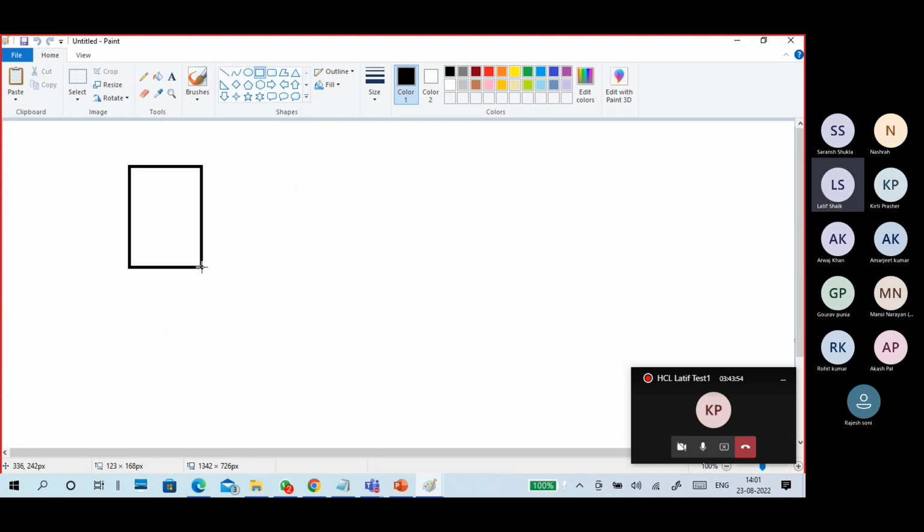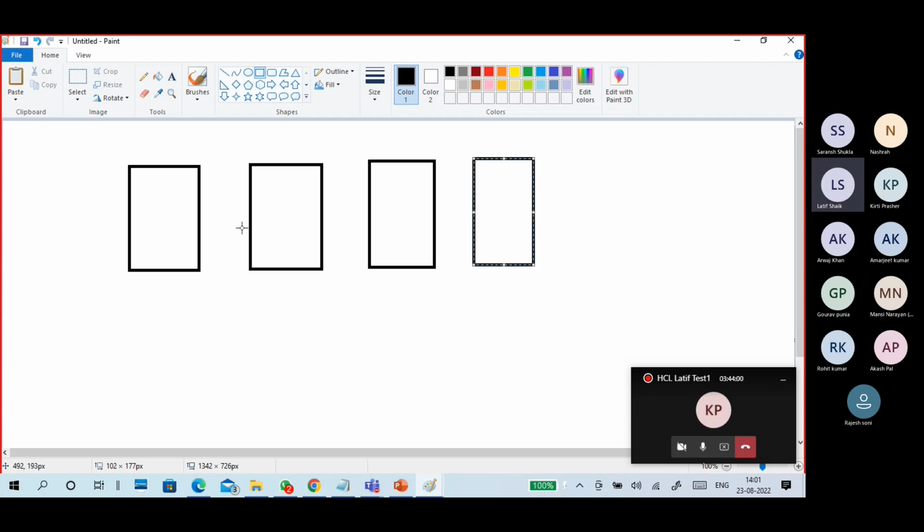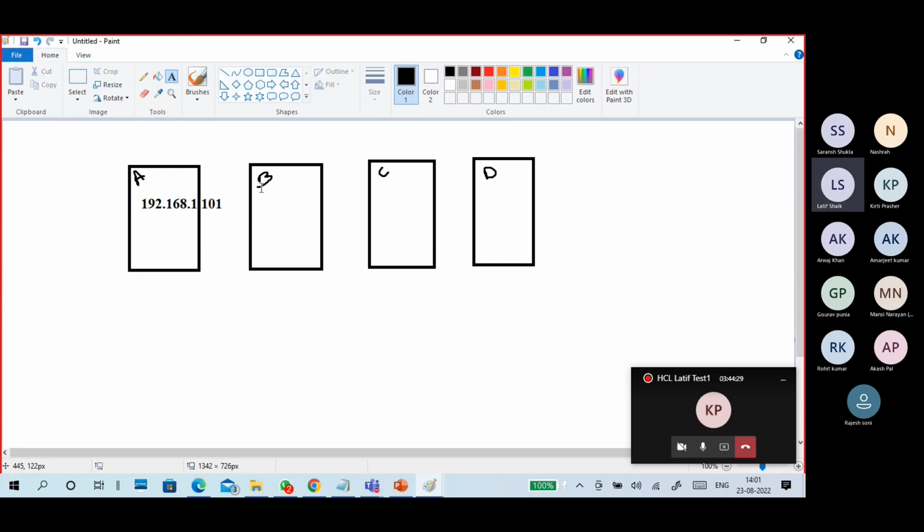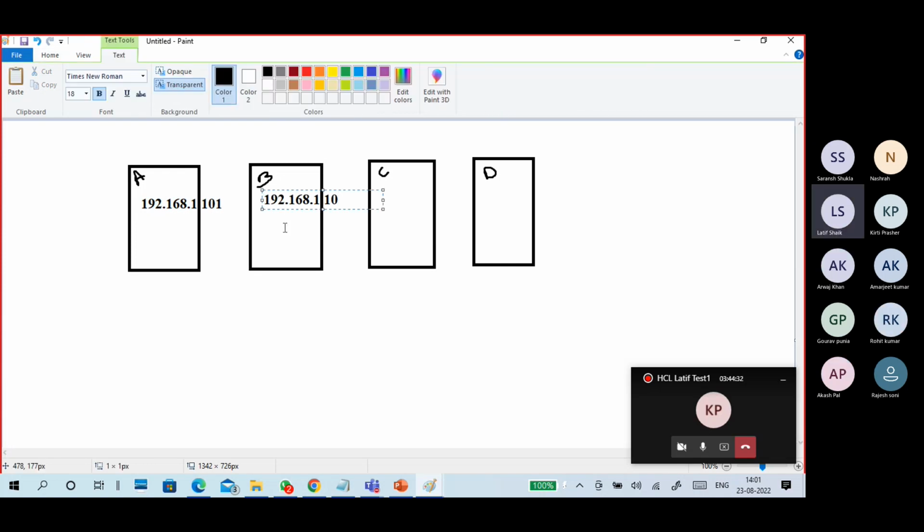I'm going to draw. Guys, I have PCs, laptops, or mobile phones. I have computers: PC1, PC2, PC3. For example, A PC, B PC, C PC, D PC. Each PC has an IP address. For example, 192 dot 168 dot 1 dot 101 is the IP address for A PC. Same thing, this is the IP address of B PC, C PC's IP address, D PC's IP address.